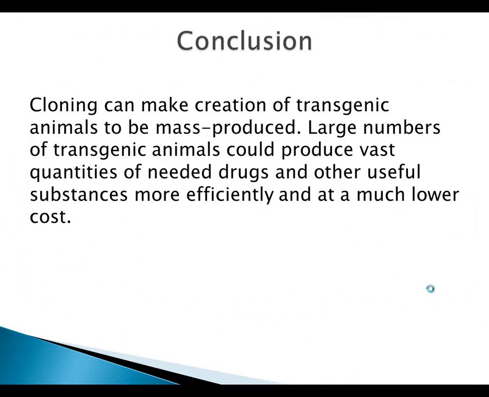In conclusion, cloning can allow transgenic animals to be mass produced. Large numbers of transgenic animals could produce vast quantities of needed drugs and other useful substances more efficiently and at a much lower cost.